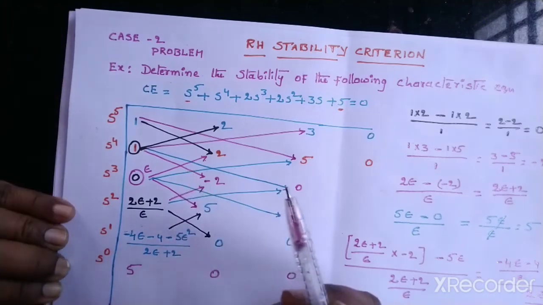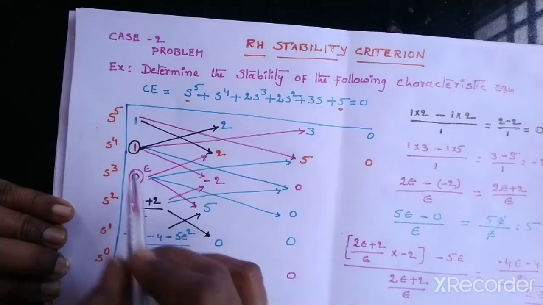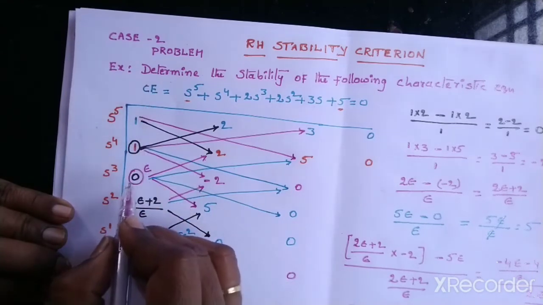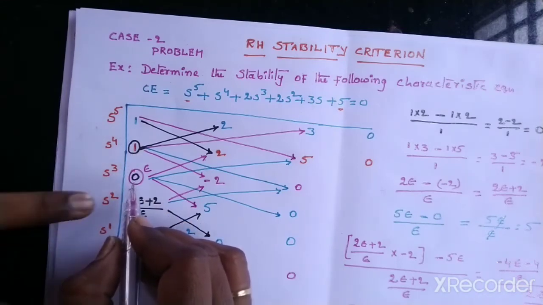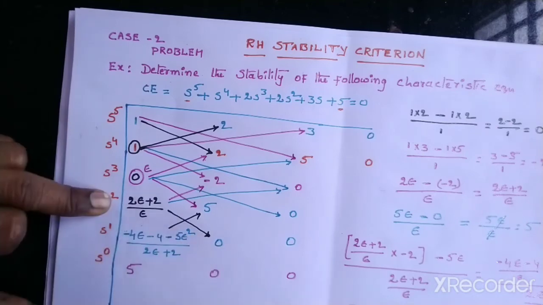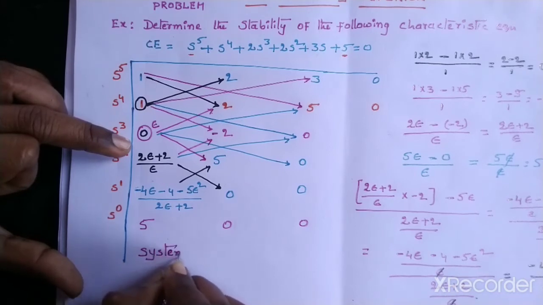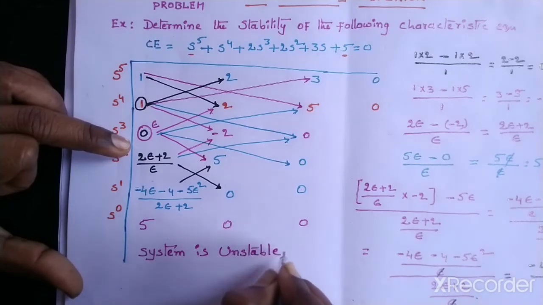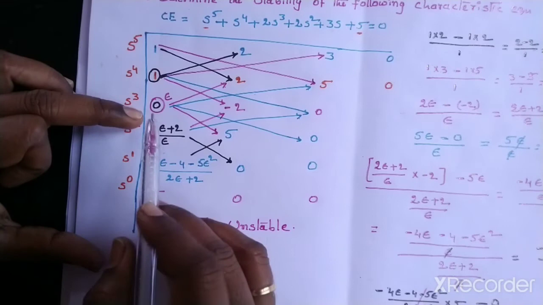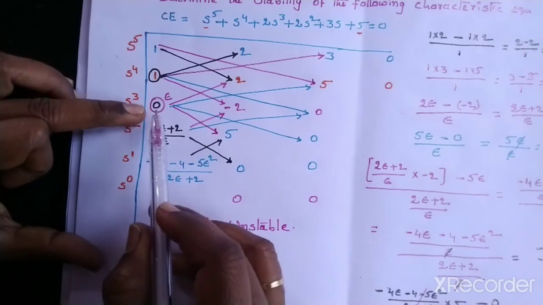Now see here in the case 2 condition, in the first column of the RH array we are getting 0. Whenever we get 0 in the first column, then itself we can say the system is unstable. Therefore, here the system is unstable.